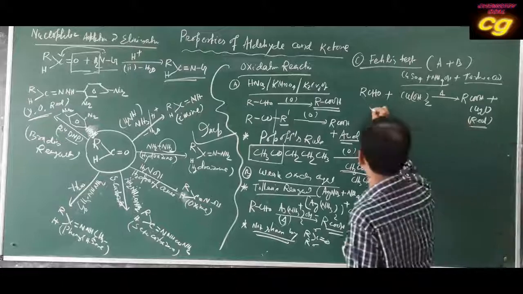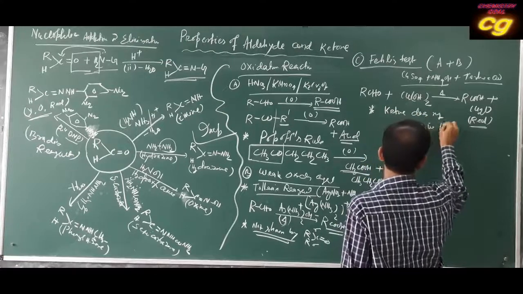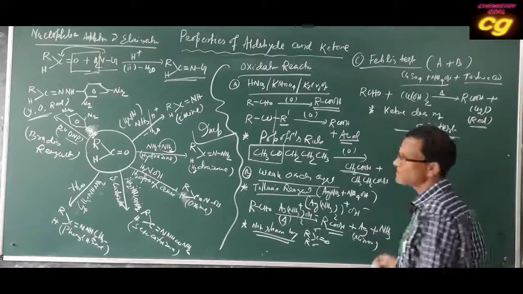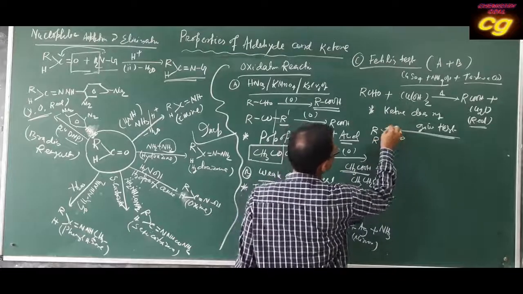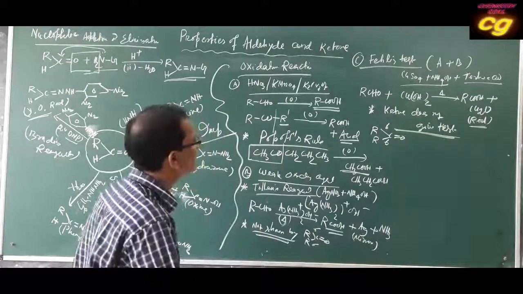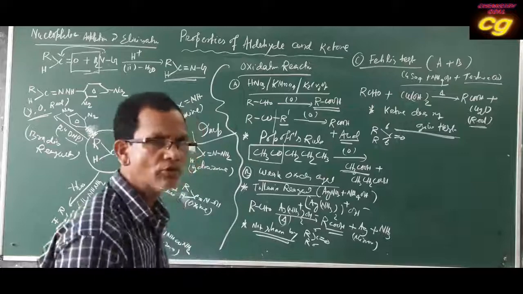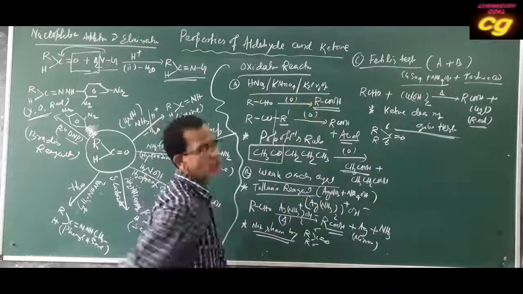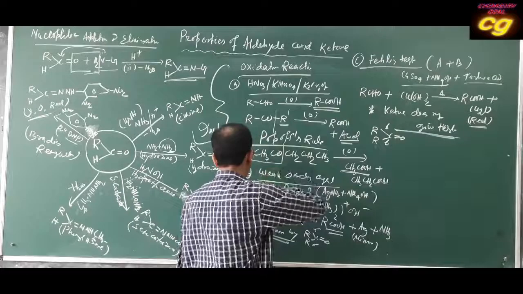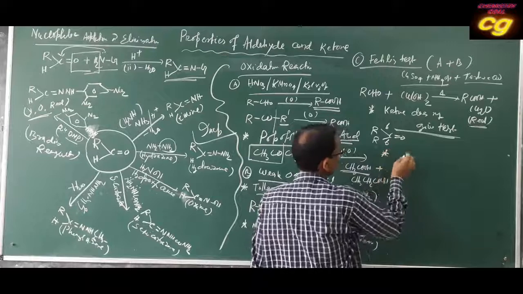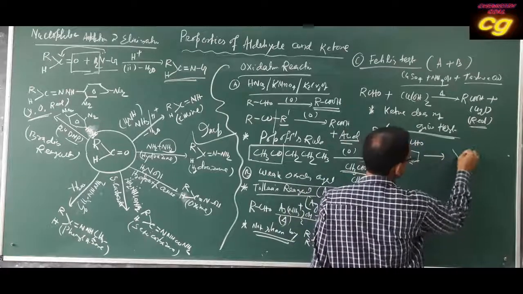But ketone, as already observed, does not give this test. Ketone has a strong sigma bond, and as a strong sigma bond, it cannot be oxidized by Fehling solution, because Fehling solution and Tollens reagent are very weak oxidizing agents, unlike nitric acid, KMnO4 and potassium dichromate, which are strong oxidizing agents. So this is the very important difference between aldehyde and ketone using Fehling solution. But remember another important thing, that benzaldehyde, although it is an aldehyde, does not give this test.